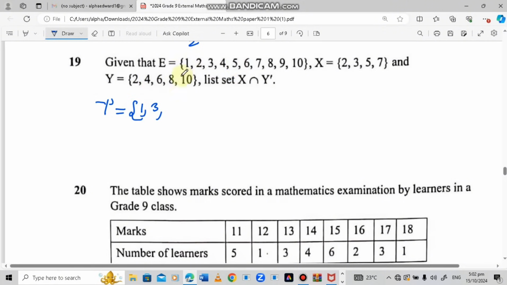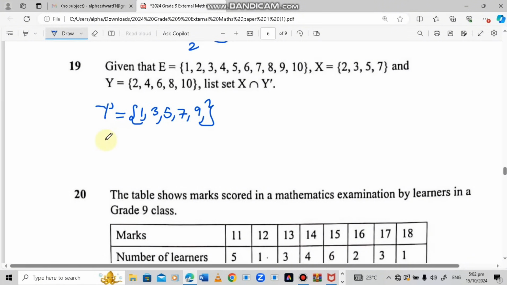We have 5 here, we don't have a 5 there, so we write 5 in here. We have 6 in here, we have 6 in here, no need of writing it. We have a 7 here, we don't have a 7 here, so we write it. We have 8 here, we also have 8 here, so no need. We have 9 here, we don't have 9 in here, so we write it. We have 10 here, we also have 10 here, so no need of writing a 10 there. So this is Y complement.